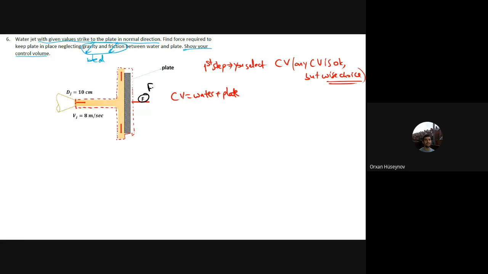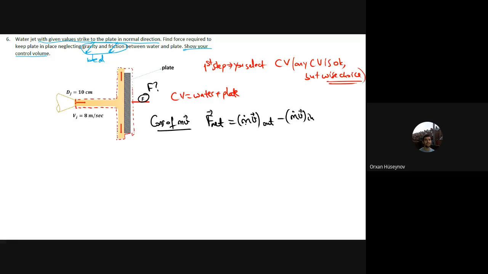To find the force, we will need the momentum equation, the conservation of linear momentum. That equation says that the net forces acting on the system is equal to m dot v, a vector equation, out, minus m dot v, again a vector equation, in. This will be the momentum equation.